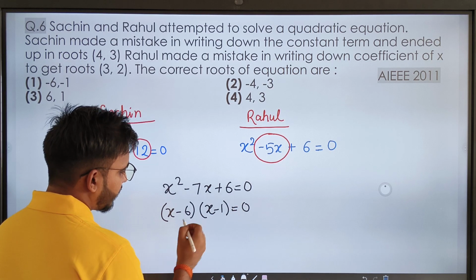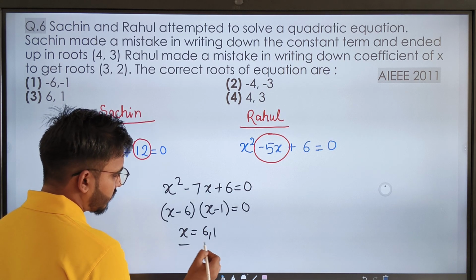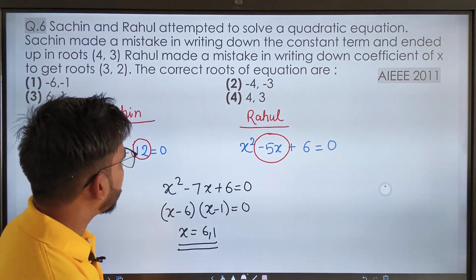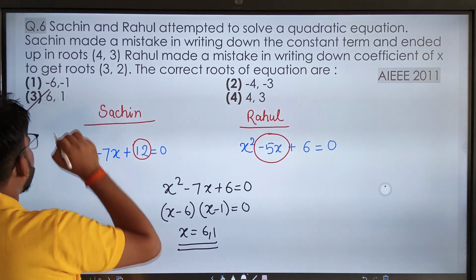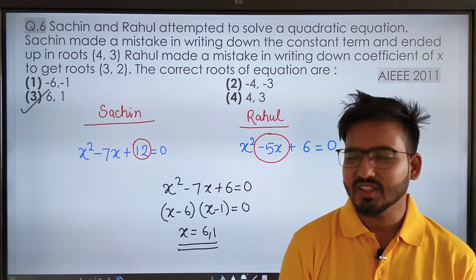So from here we can say the value of x will have 6 comma 1, two values. So is any option that is 6 comma 1? Option number third. Again option number third, that is going to be the correct answer. Okay.